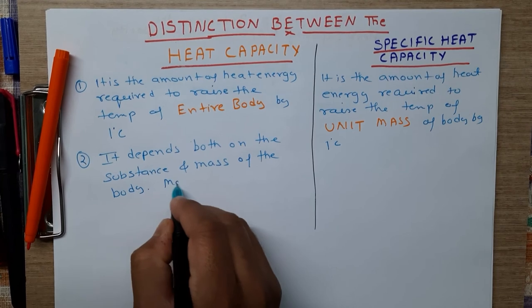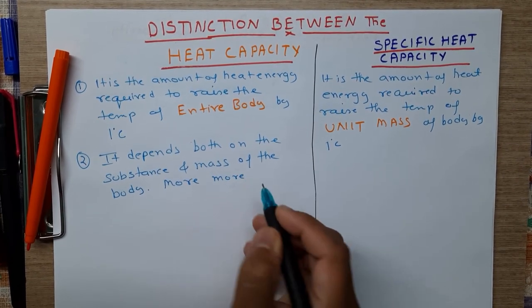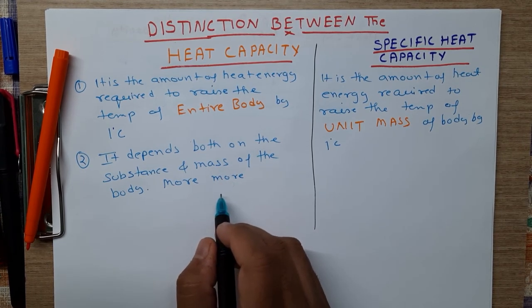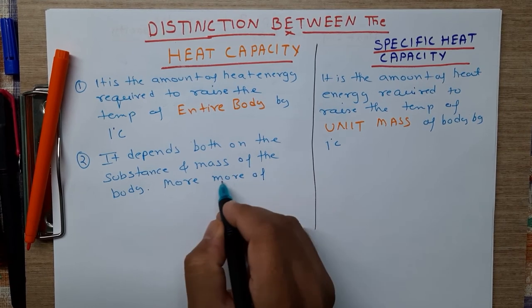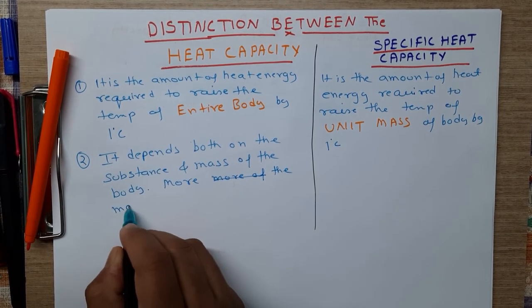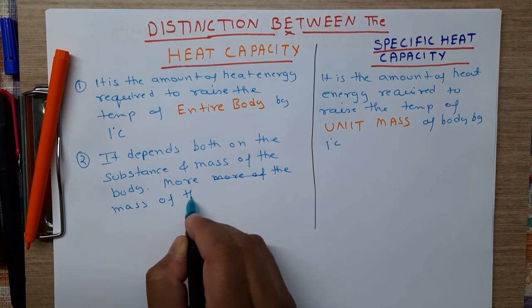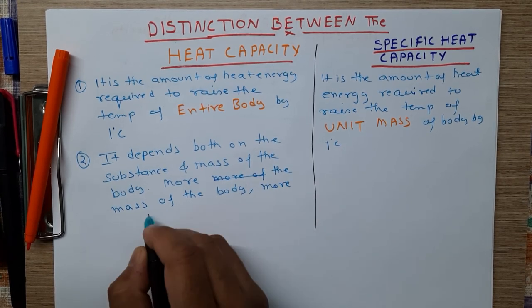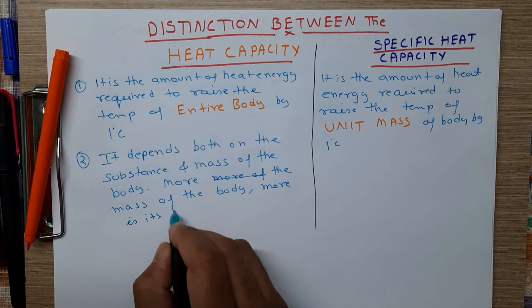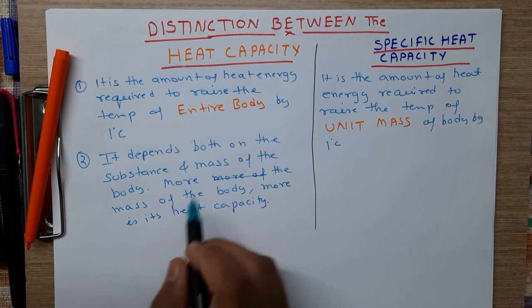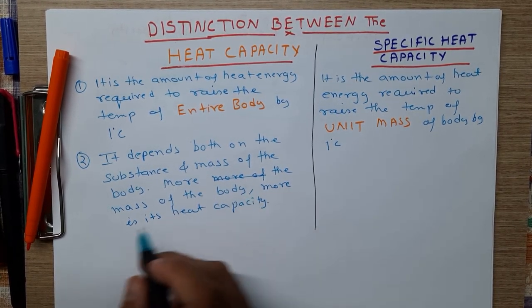More the mass, for example, if you are having 1 kg of water or 2 kg of water or 3 kg of water, then the heat capacity will be different, right? So more the mass of the body, more is its heat capacity. So it totally depends upon the substance and mass.